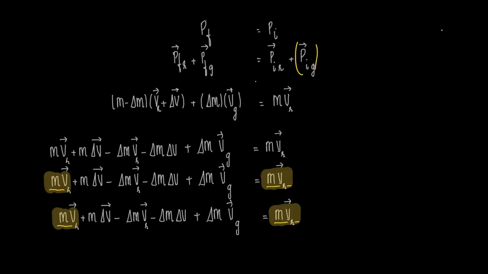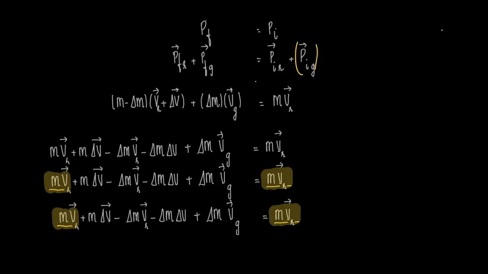Okay, so now here we'll try to do the algebraic steps left over here. So what is m into vr? It is mvr, all of them in terms of vector notation. m into delta v is m delta v, minus delta m into vr, minus delta m delta v, plus delta m vg is equal to mvr, all of them in vector notation.